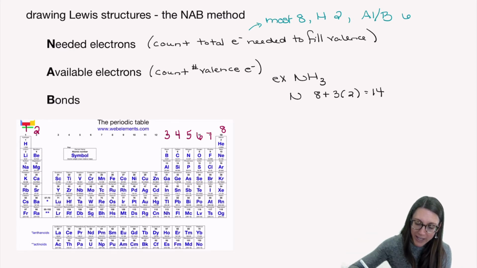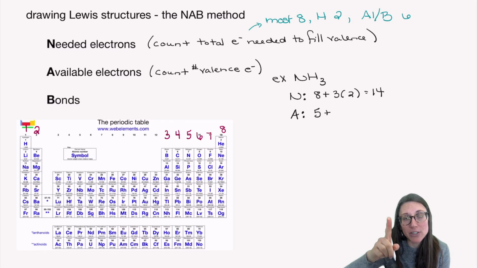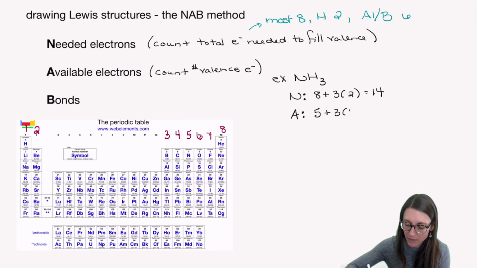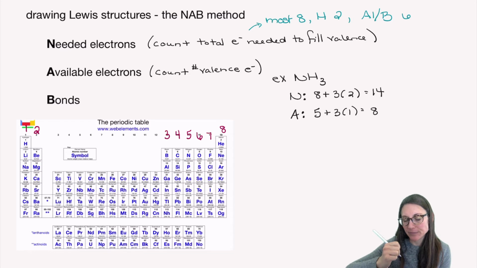Again, this ties back into those orbital filling diagrams. So for counting our total, when I go to look at my number of available electrons, nitrogen, being in group 15, has 5 valence electrons. 5 plus 3 hydrogens, each which have 1 valence electron. So this gives me a grand total of 8. So I have 8 electrons available.